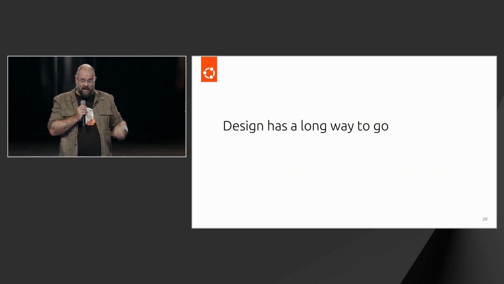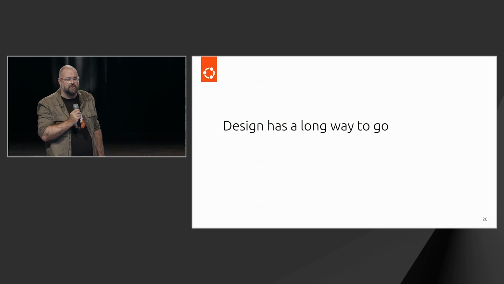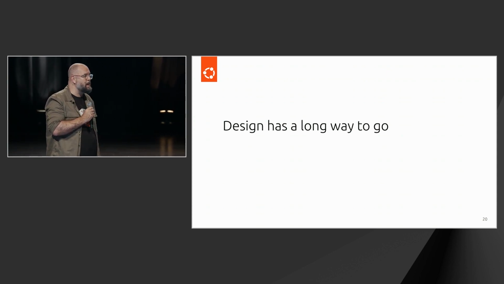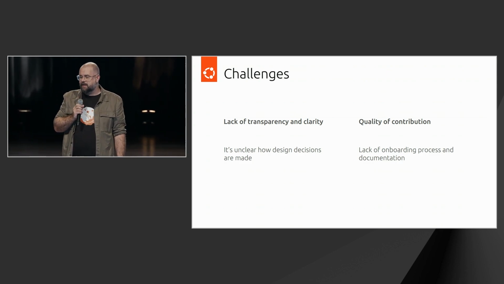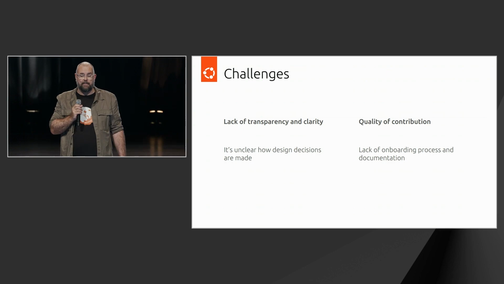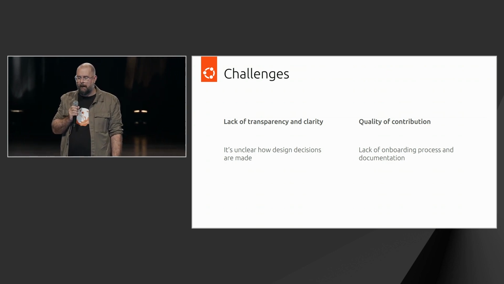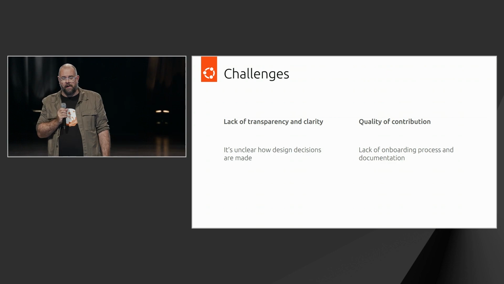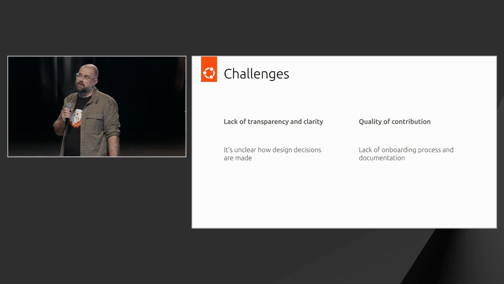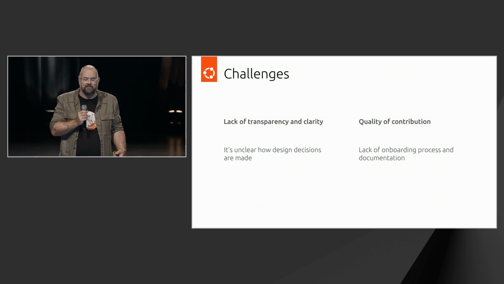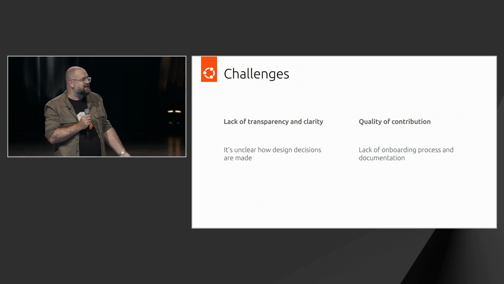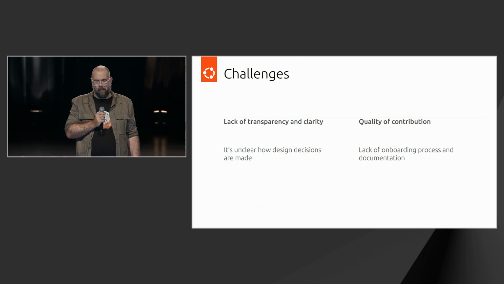There are challenges in making design inclusive and effective, not just at Canonical, but also in other open source projects. One big problem is a lack of transparency and clarity in our design processes. When it's unclear how decisions are made, it's hard for designers to contribute. It's hard to get involved. The quality of contributions is also a challenge. Especially without clear onboarding processes and documentation, it's hard to understand how to contribute and what tools to use, and this results in a time sink for both maintainers and designers.